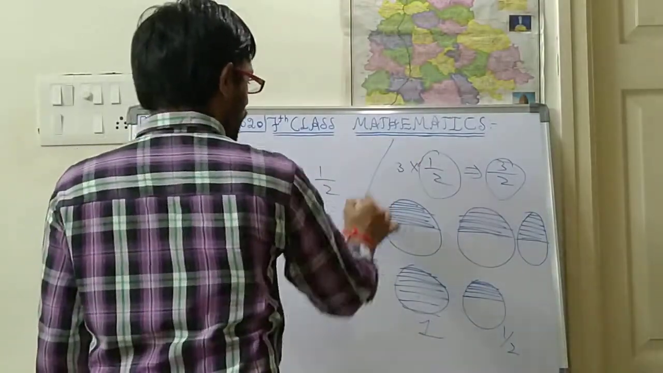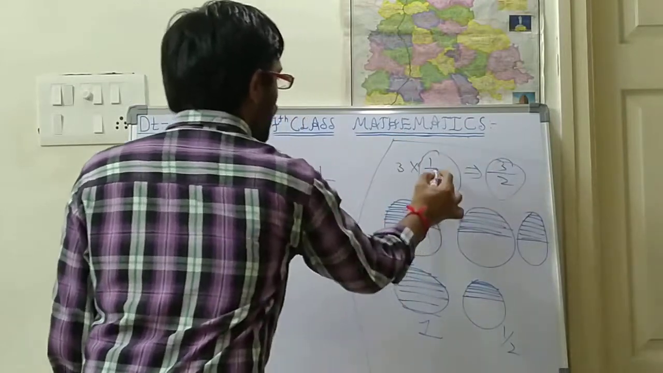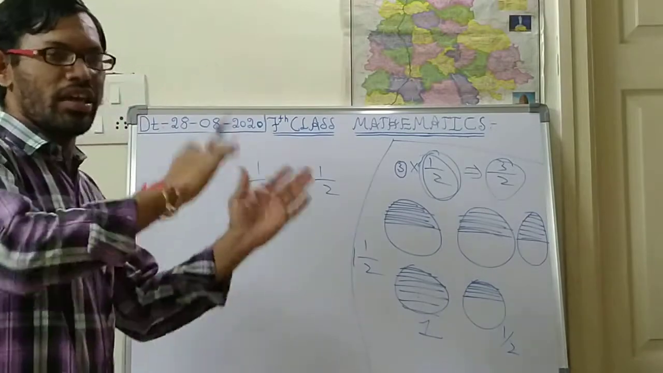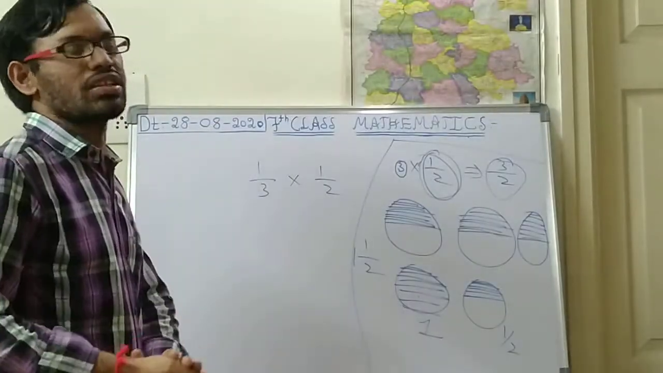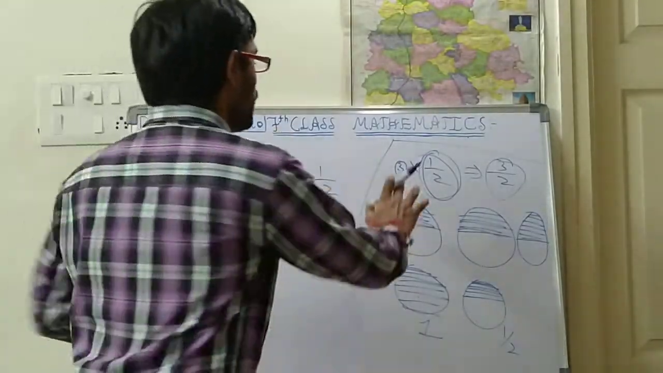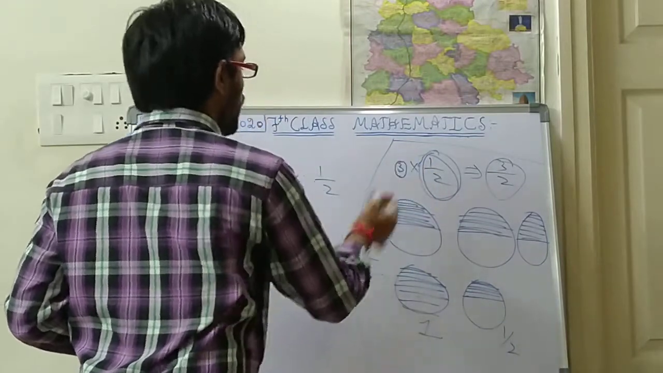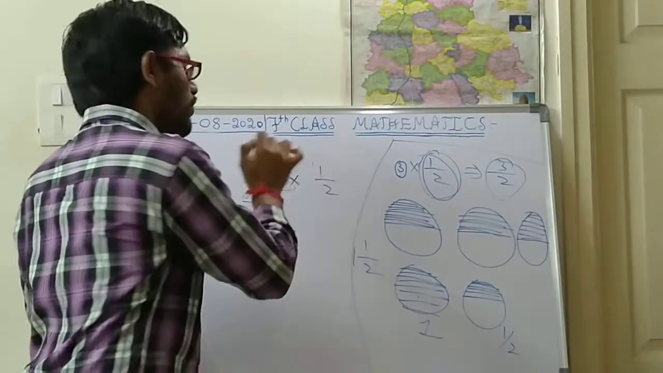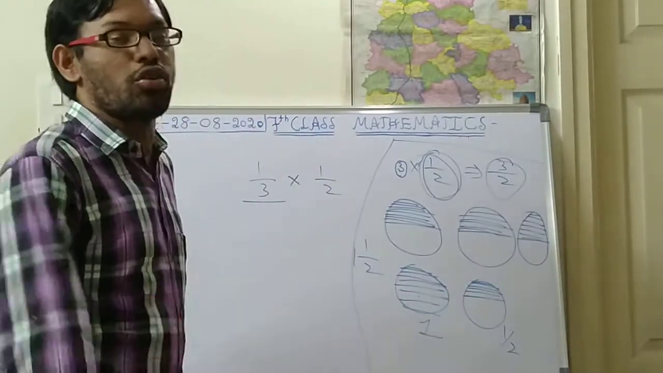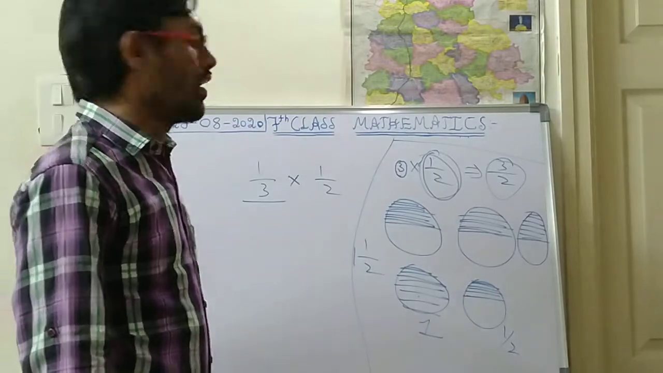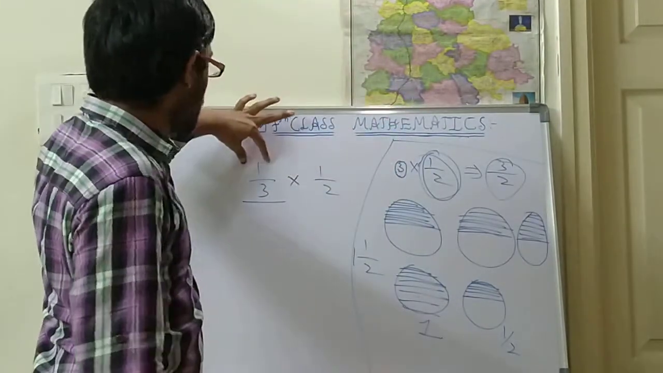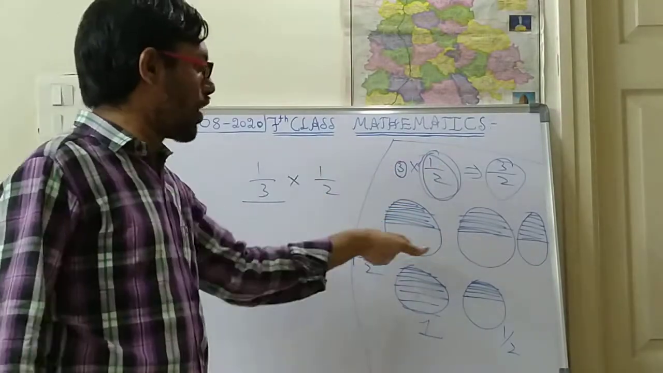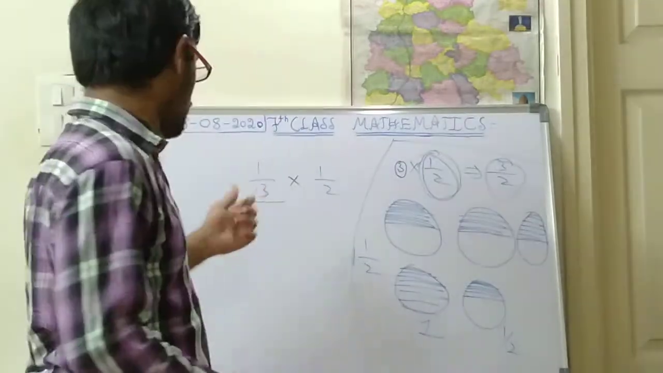Like this, up to yesterday's class, we only multiplied one whole number with a fraction. Suppose instead of this whole number, a fraction is there. How do we multiply, and how do we take the pictorial representation? We shall see.